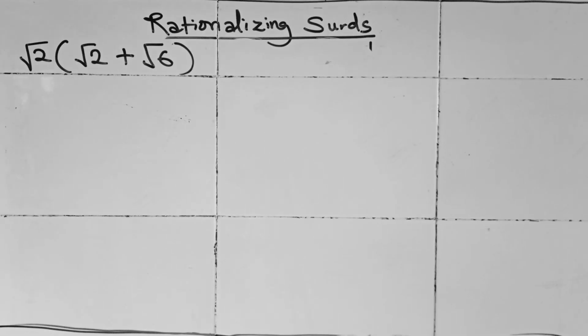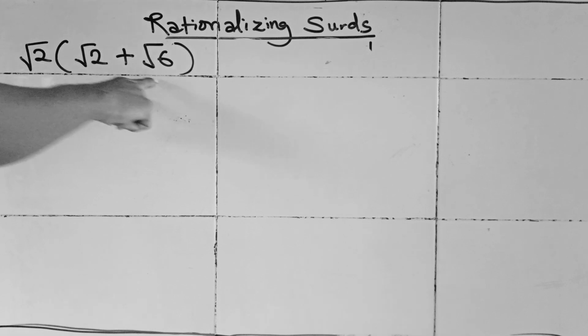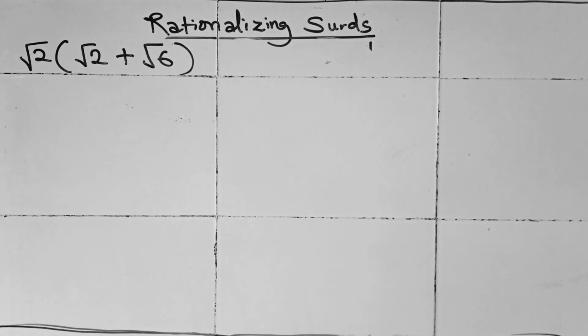Okay, guys, what if you have root 2 brackets, root 2 plus root 6? How do you work with this guy? Okay, now watch. You know we have to open the brackets the way we do it in algebra. The same thing. Root 2 times root 2. What would that give you? That would give you 2.